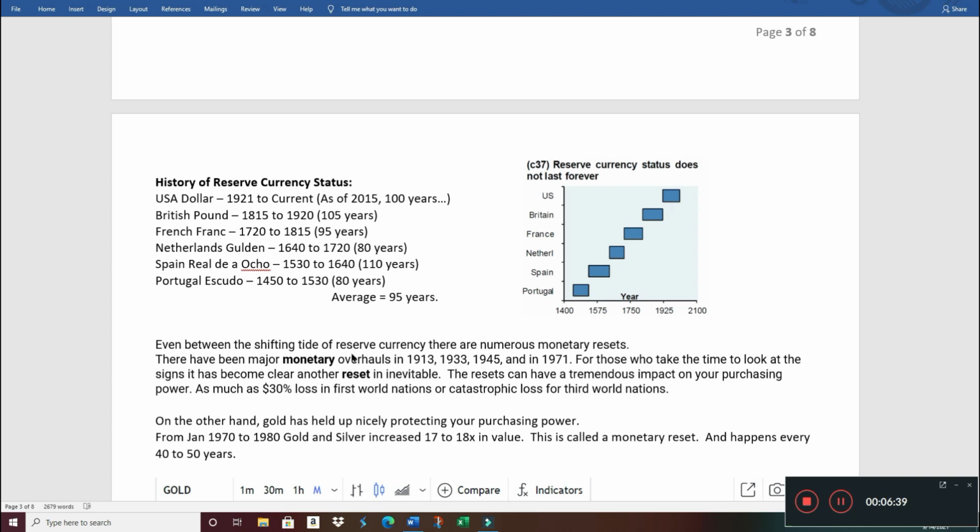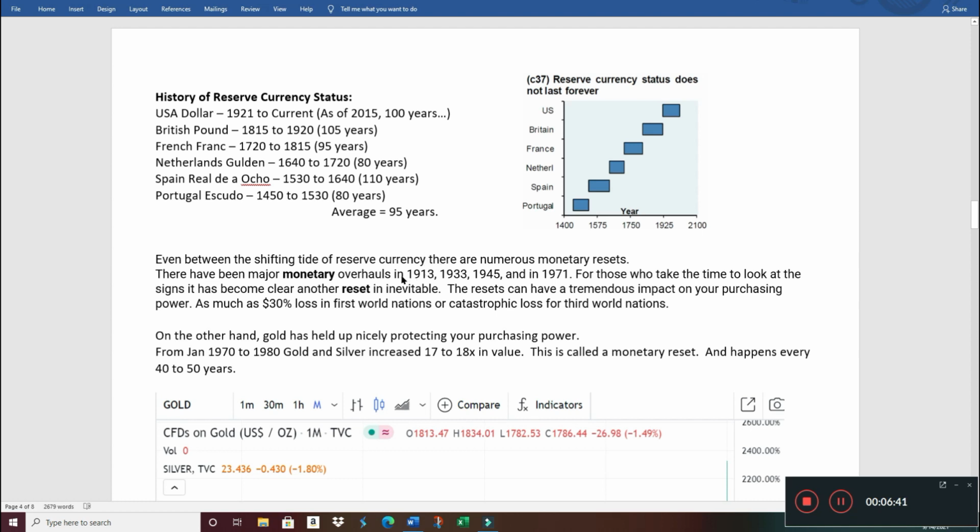So even between the shifting tide of reserve currencies, there's numerous monetary resets in between these 100-year periods. So we've had monetary overhauls in 1913, 1933, 1945, and 1971. I'm estimating that there could be a 30% loss in purchasing power in first world nations, a catastrophic loss of third world nations like we've seen in Venezuela and others.